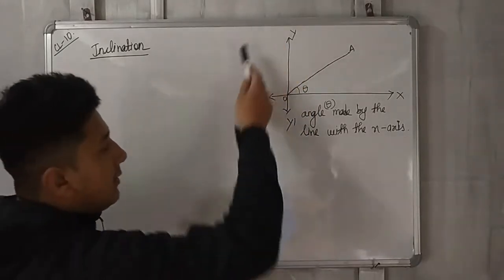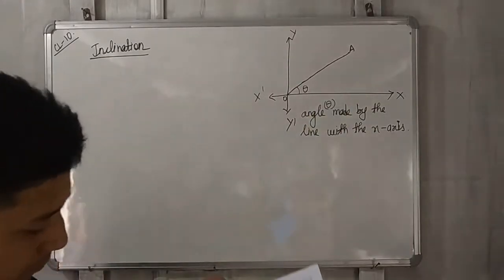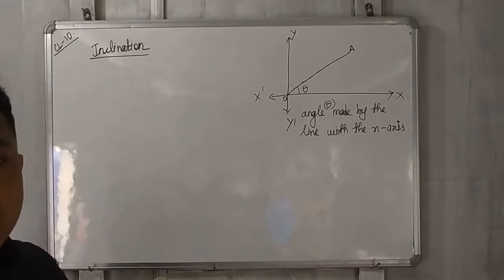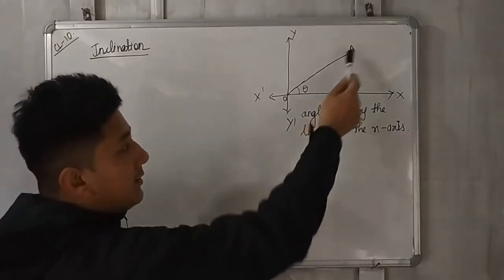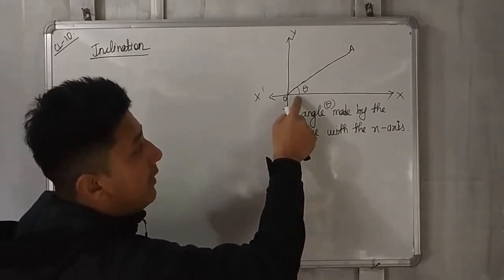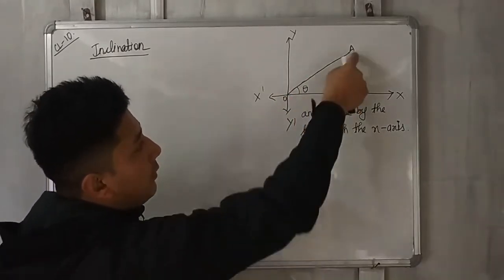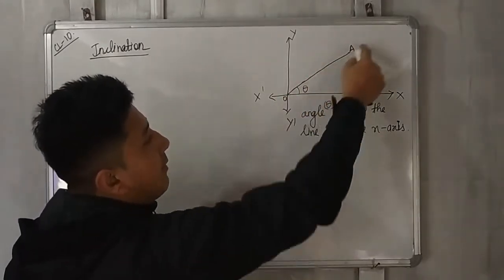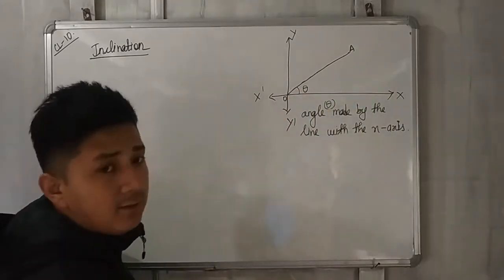So what is inclination basically? Inclination of a straight line, you can also refer to your book page number 186. Inclination of a straight line is the angle made by the straight line. Which straight line? OA. I am taking OA, the angle made by this OA with this x-axis. This is known as inclination.